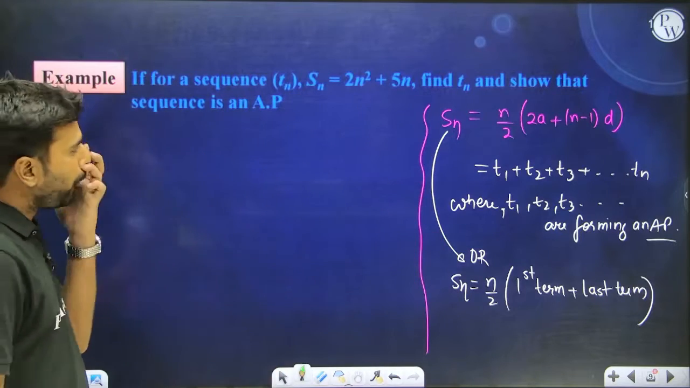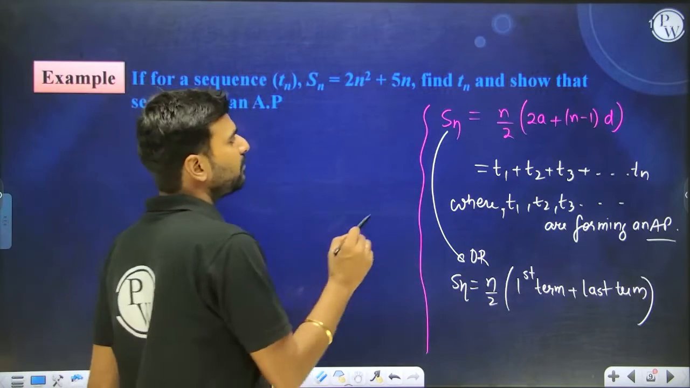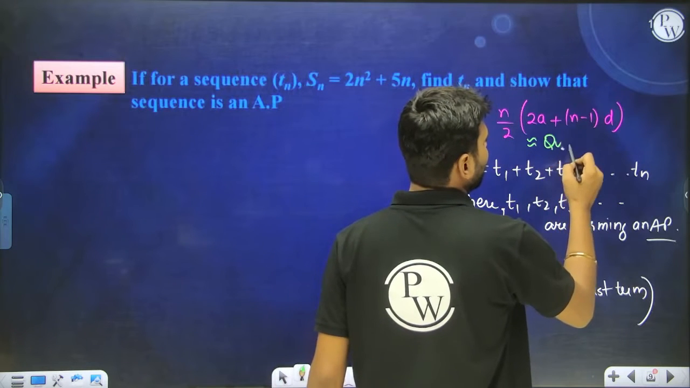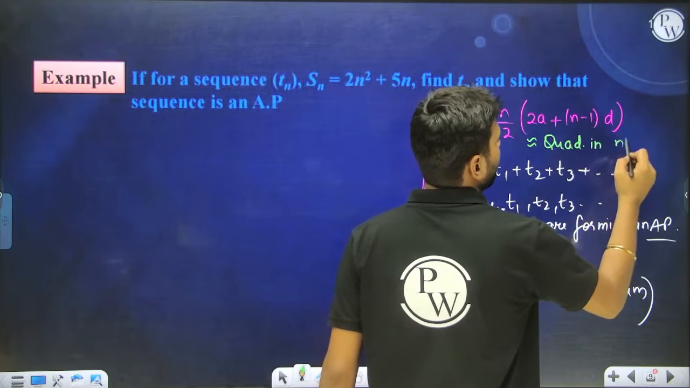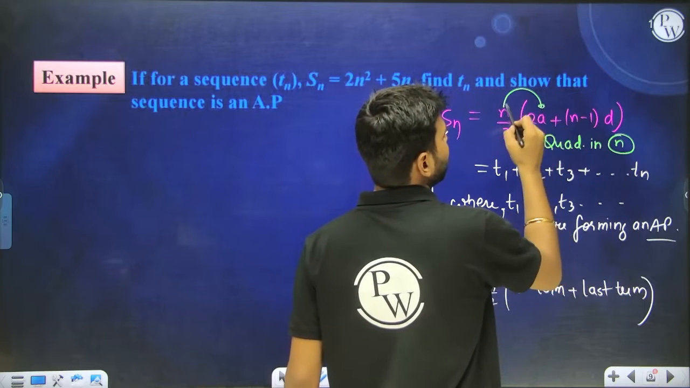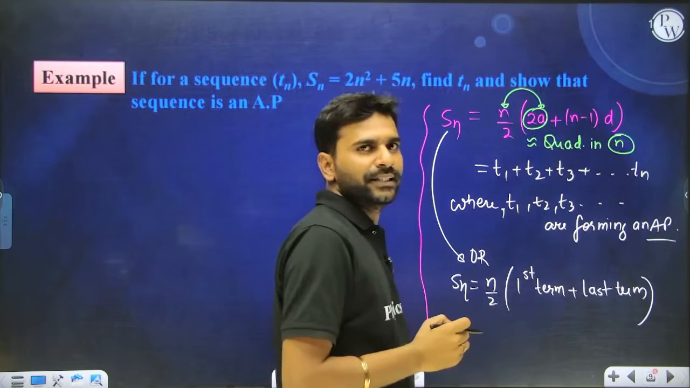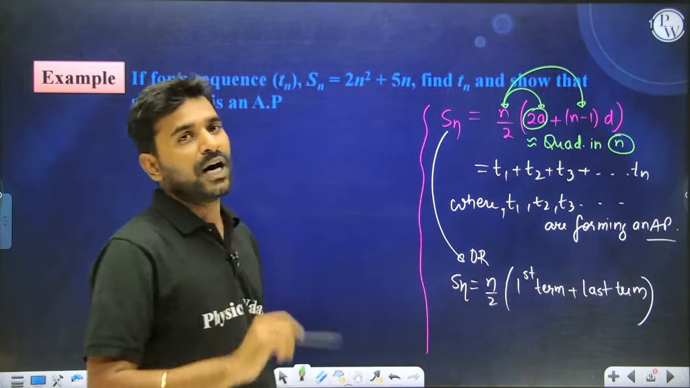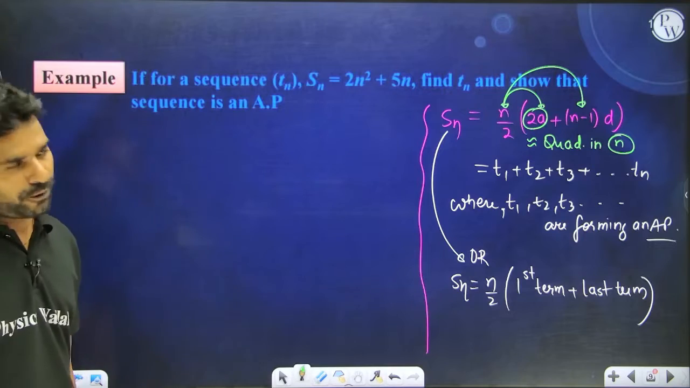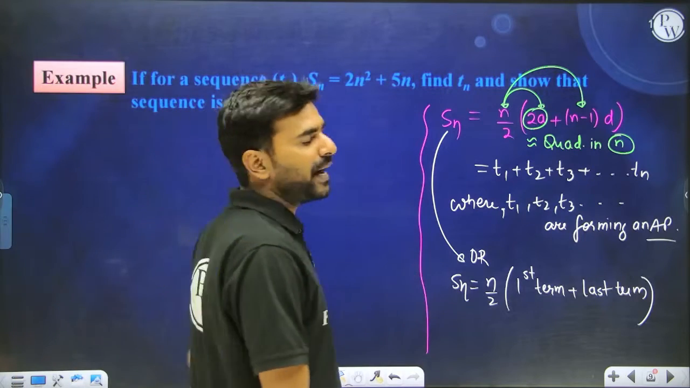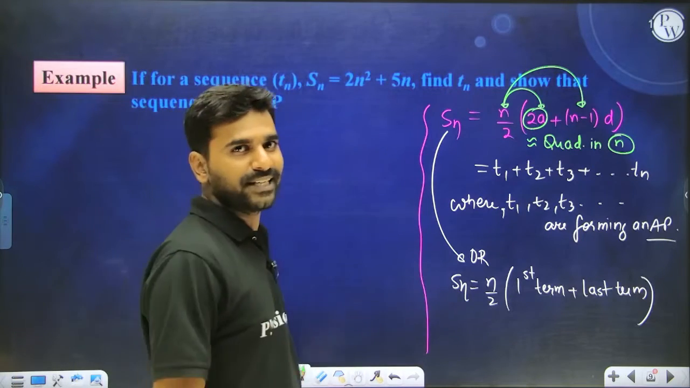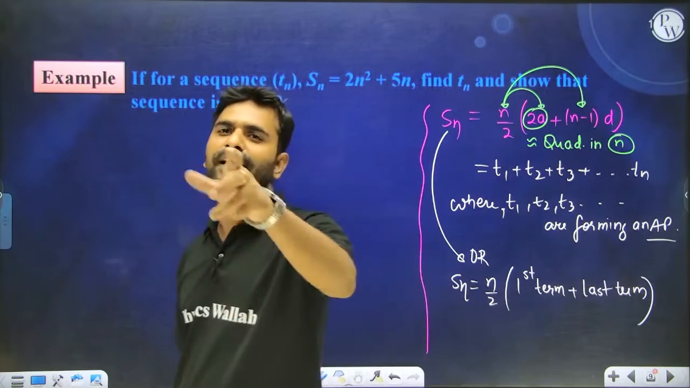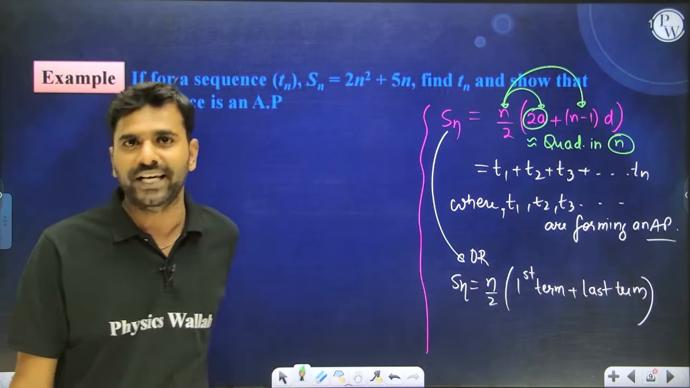Okay, now over here, understand one thing: Sn is nothing but a quadratic in n. Can you observe that this is a quadratic in n? Because when this n is multiplied with this 2a, you're going to get a linear term only. But when this n is multiplied with the n-containing term, a quadratic in n is going to form. So whenever Sn is given to you as a quadratic in n, by default you have to assume that it is going to be the summation of an AP only.